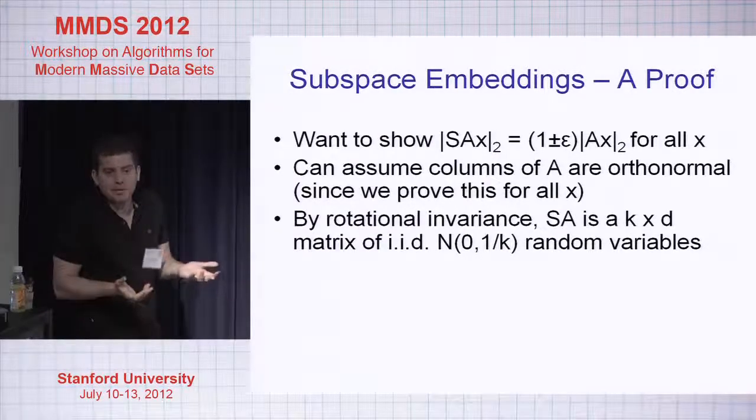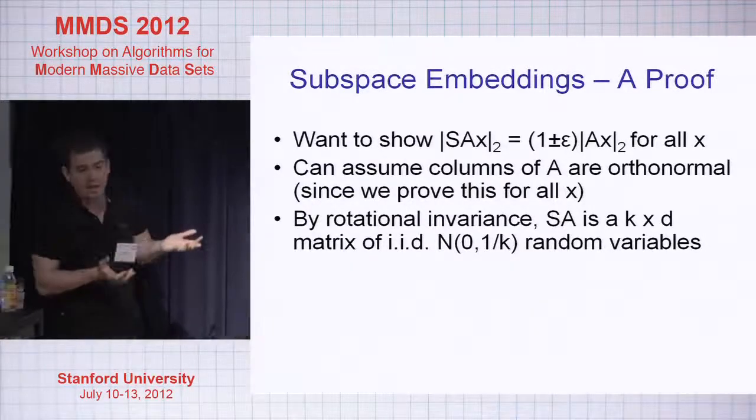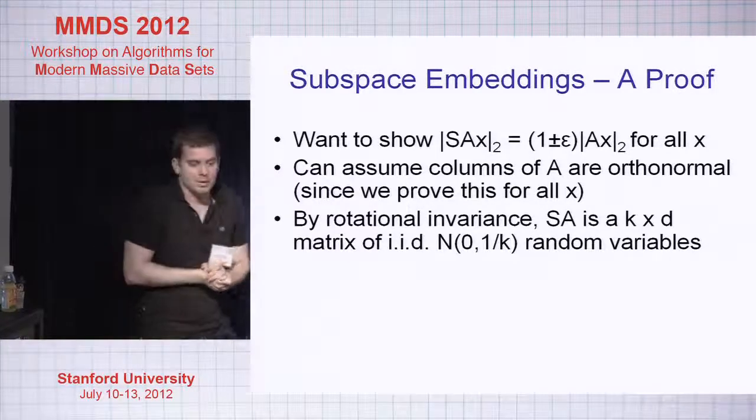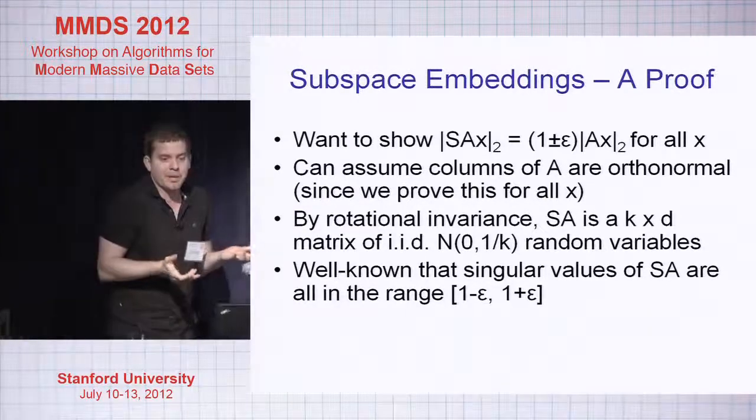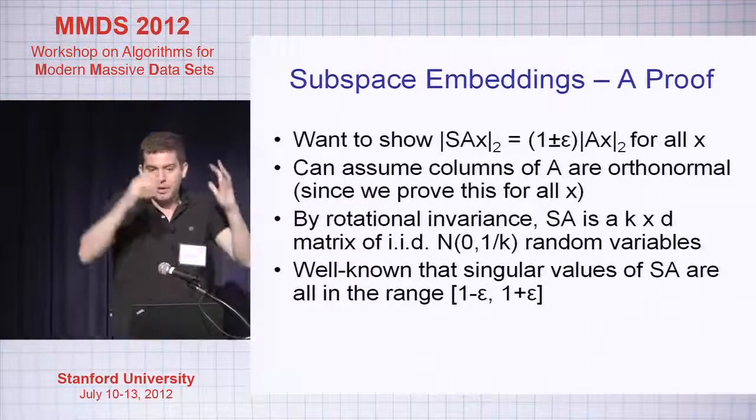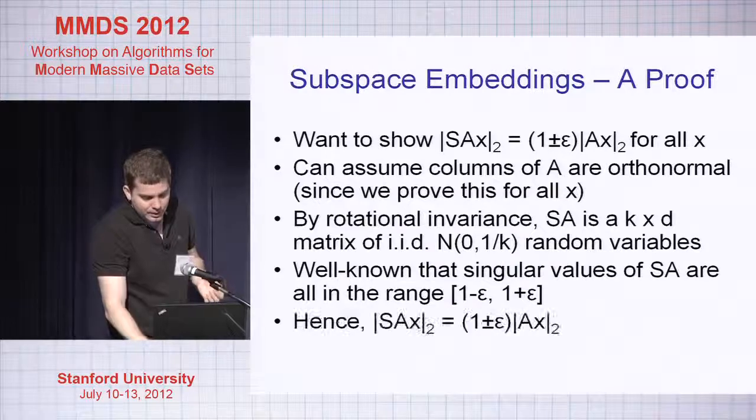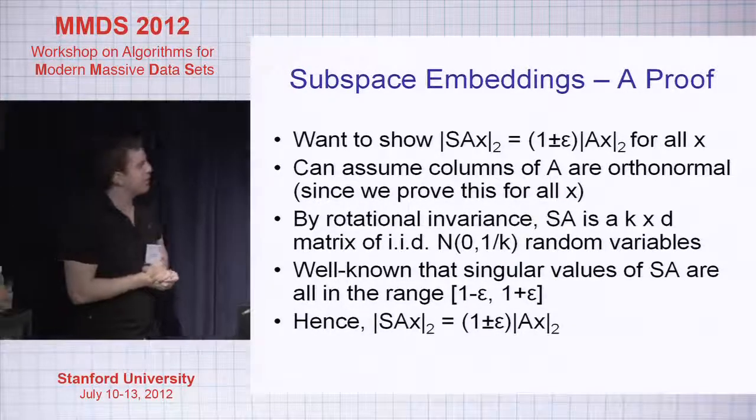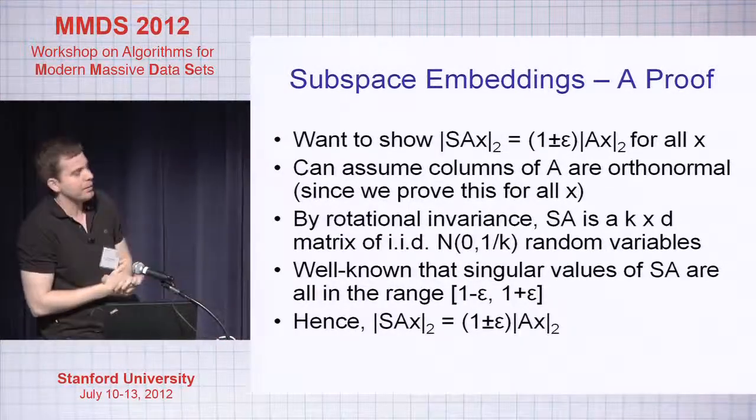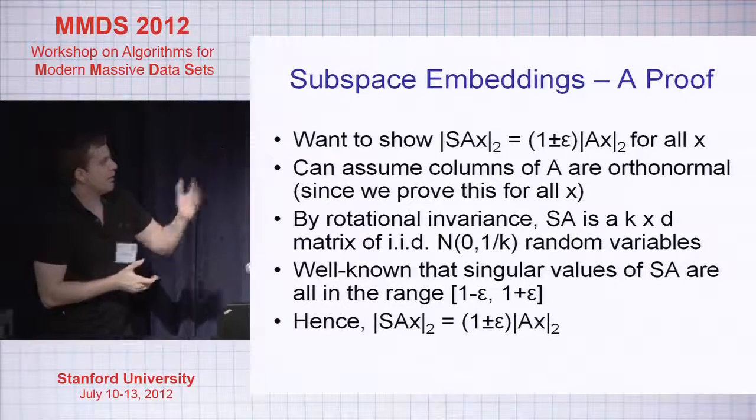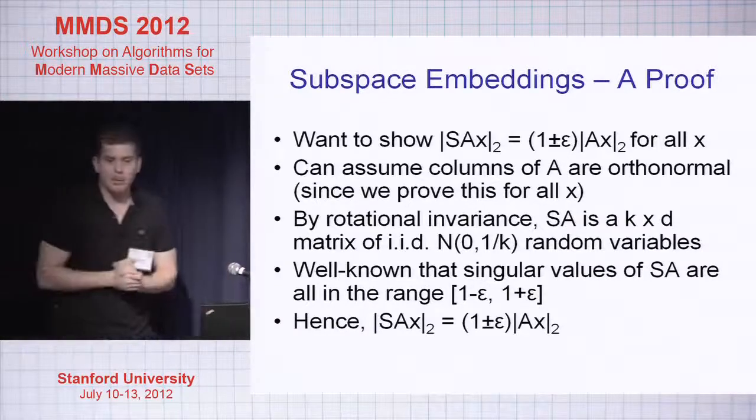Then the nice property of the Gaussian measure is that by rotational invariance, SA itself is a K by d matrix of IID normal random variables. And it's well known what the singular values are of this matrix. They're all between 1 minus epsilon and 1 plus epsilon, provided this K, the number of rows of S, is at least d over epsilon squared. Because all the singular values are in this range, this immediately implies that for all x, the 2 norm of SAx is about the 2 norm of Ax.